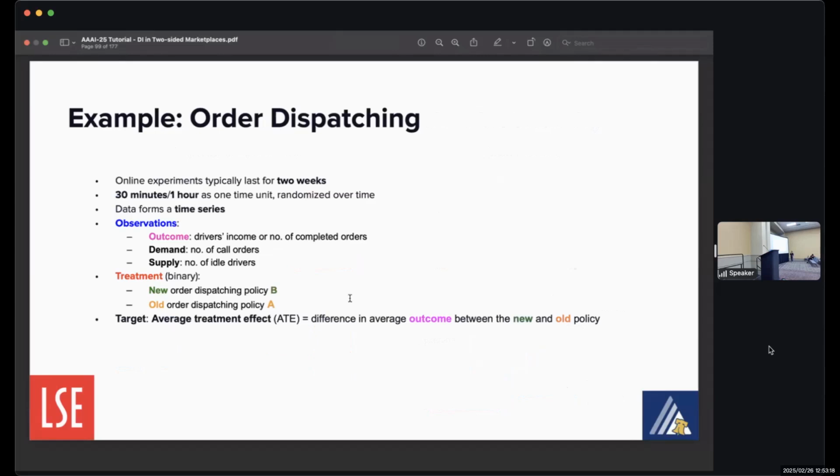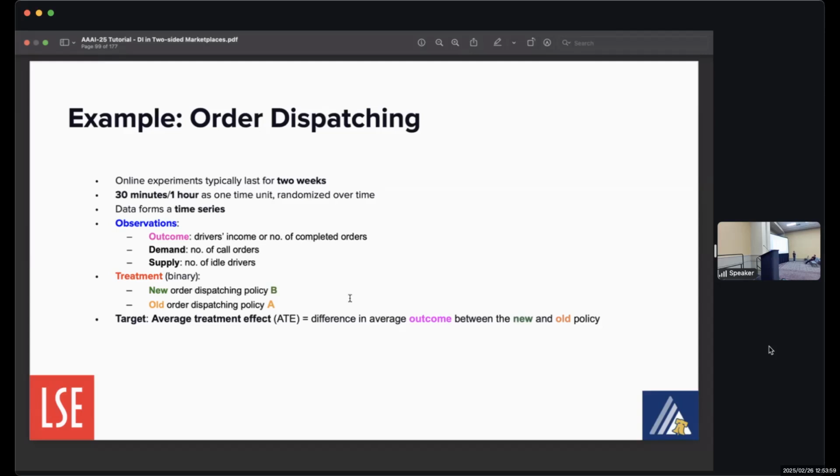For the purpose of evaluating a newly developed order dispatching policy, companies typically conduct online experiments. For the ride sharing company where we have worked, those experiments typically last for about 2 weeks. Given the 2 weeks, we first discretized the time into 30 minute or 1 hour intervals. Then, as I mentioned earlier, the randomization is conducted over time. For a certain 1 hour or 30 minutes, we use the new policy.